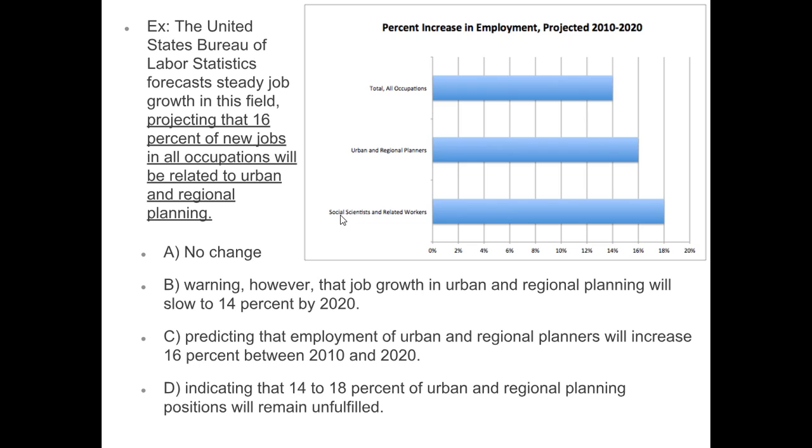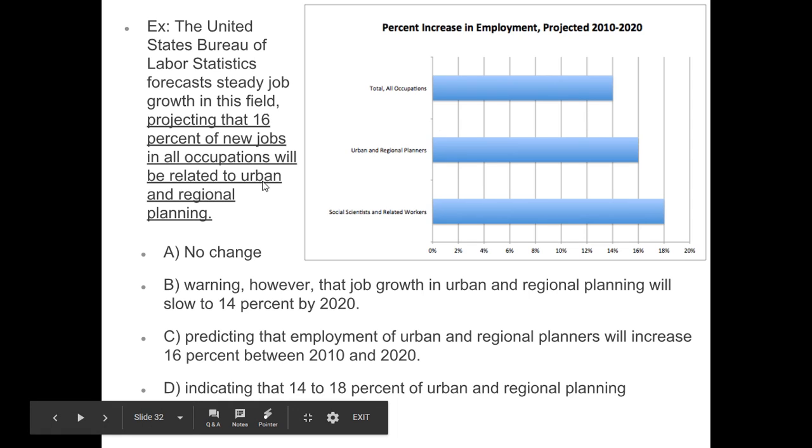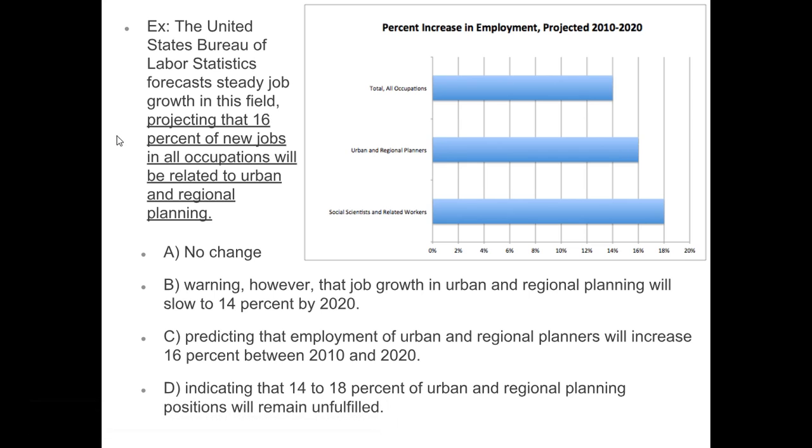This is good news for me with my sociology degree. Anyway, so that's what the graphic is saying. Now let's see which sentence matches it. So the first one, projecting that 16% of new jobs in all occupations will be related to urban and regional planning. Well, that's interesting. But what I think this table is actually trying to say is that the percent increase in employment projected 2010 to 2020 for urban and regional planners will be 16%.